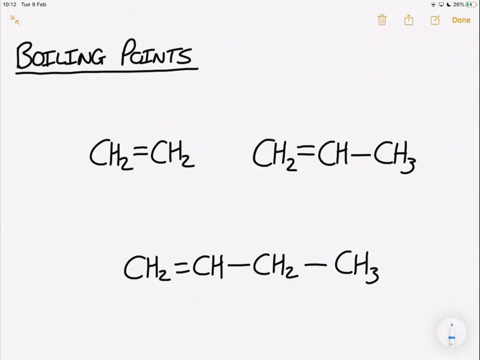So you should be looking at this with your knowledge already and thinking about which molecule's the largest, which molecule's the smallest, what type of intermolecular forces we'll have. So hopefully what you've realized is that ethene, of these three, will have the lowest boiling point, and butene, of these three, will have the highest boiling point.